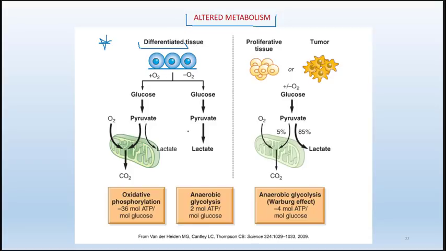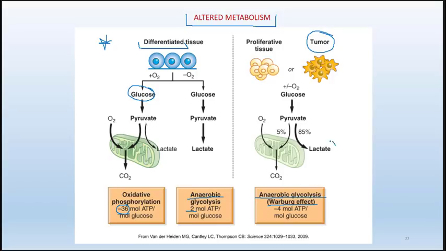Oxidative phosphorylation will produce at least 36 ATP because of the presence of oxygen. But without oxygen, we use anaerobic glycolysis and we only produce 2 ATP. And this, so you know, is per glucose molecule that's taken in. We can produce up to 36 ATP if oxygen is present, 2 if not. Now, tumors and other proliferative tissue will use anaerobic glycolysis. And this is called the Warburg effect, named after the person that identified it.